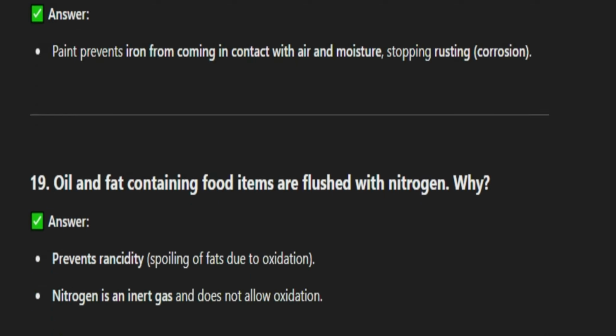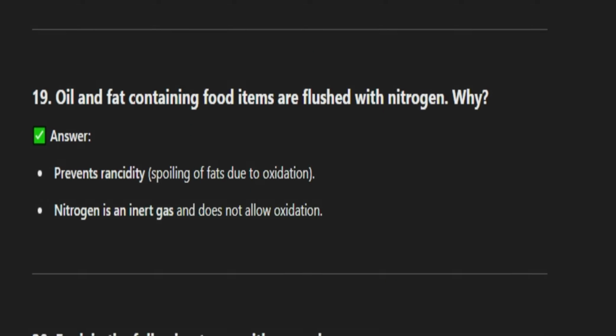19. Oil and fat containing food items are flushed with nitrogen. Why? Answer: Prevents rancidity, spoiling of fats due to oxidation. Nitrogen is an inert gas and does not allow oxidation.